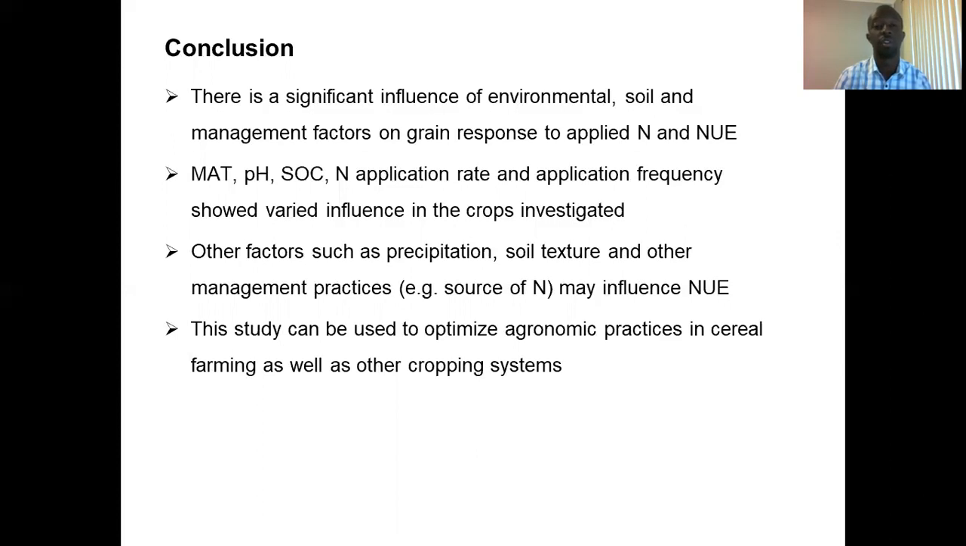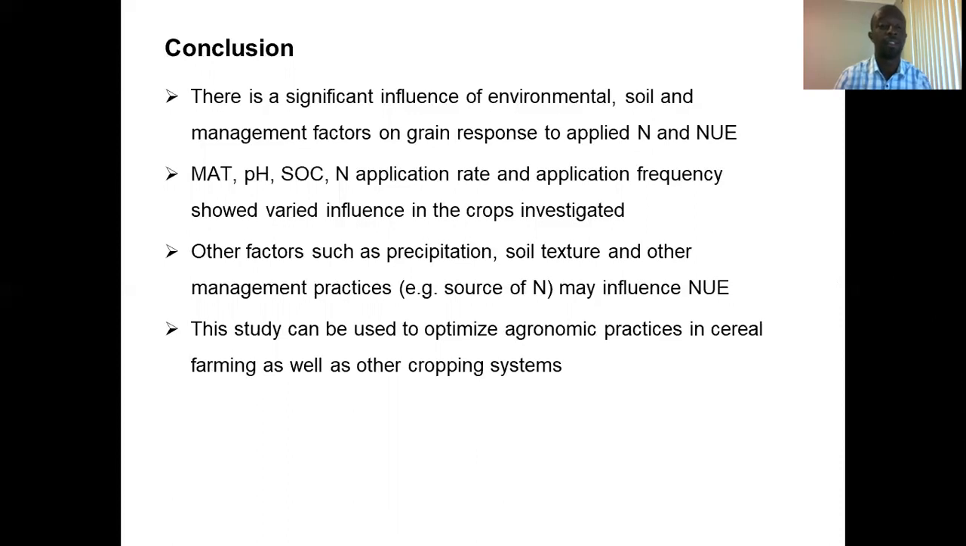There's a potential for other factors to also influence nitrogen use efficiency, such as precipitation, which is an environmental factor, soil texture, which is a soil factor, and other management practices, such as where you get the nitrogen from. Is it nitrate based? Is it from other compounds? And these could be interesting to also investigate and see how they would affect nitrogen use efficiency.